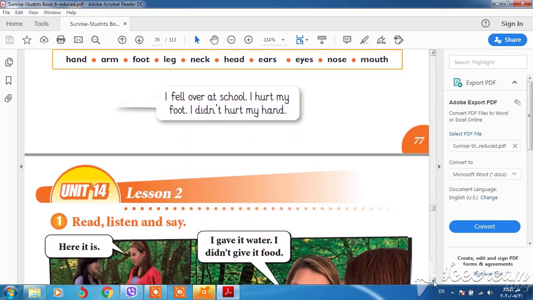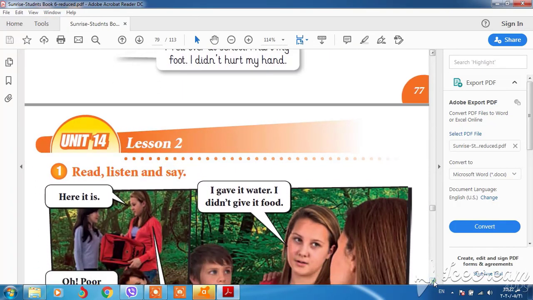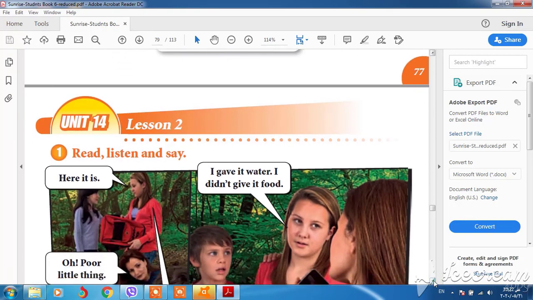Okay, and this sentence, read, listen to me here. I gave it water, I didn't give it food. Also we have gave. This give, it will be gave. Okay, this give, it will be gave. I gave it water, I didn't give it food. Look at this one. We have didn't. If we have didn't, the verb after it will be verb base, because we can't put two past verbs together in one sentence.